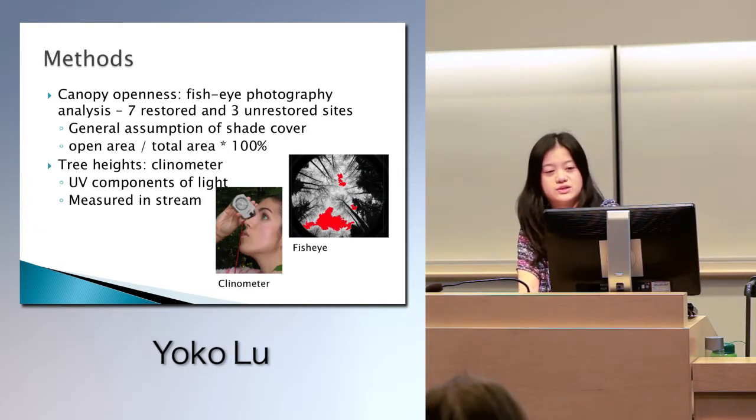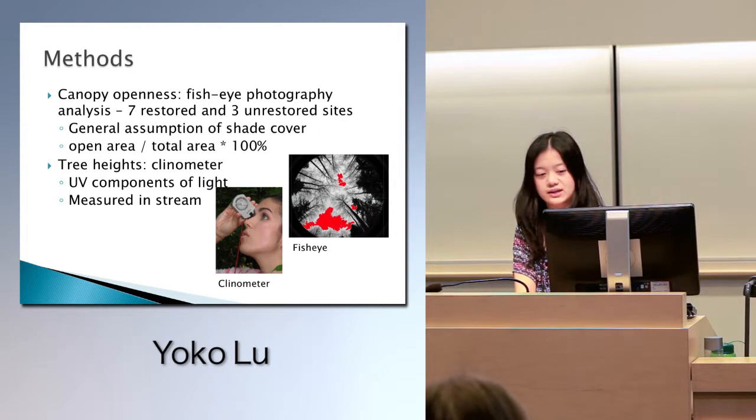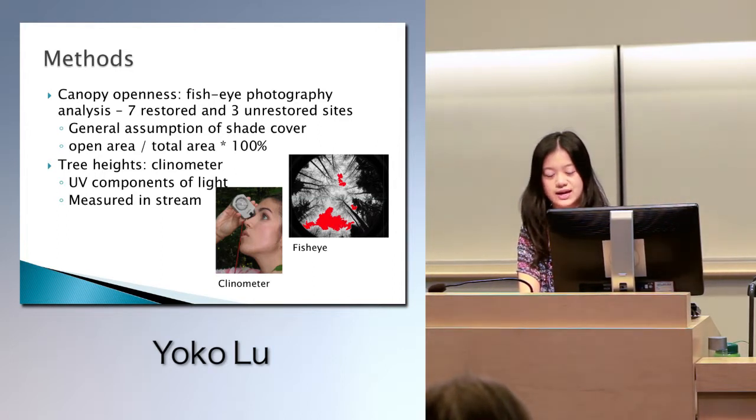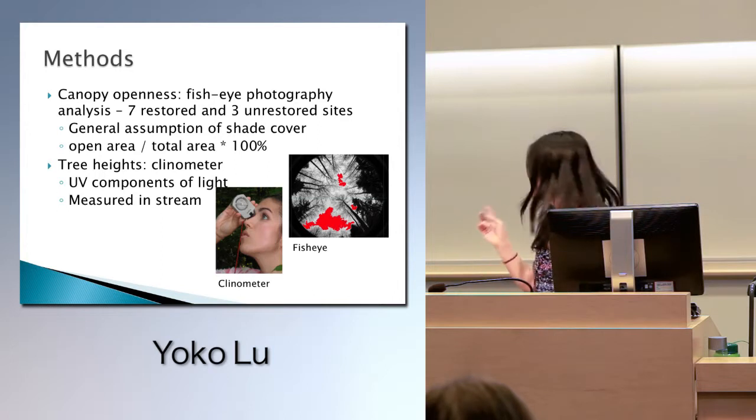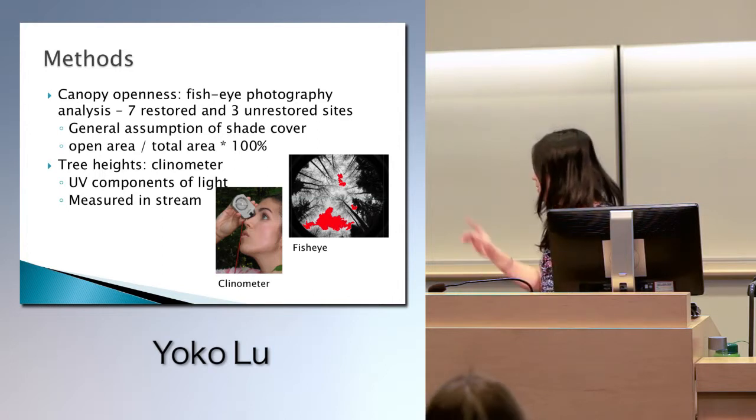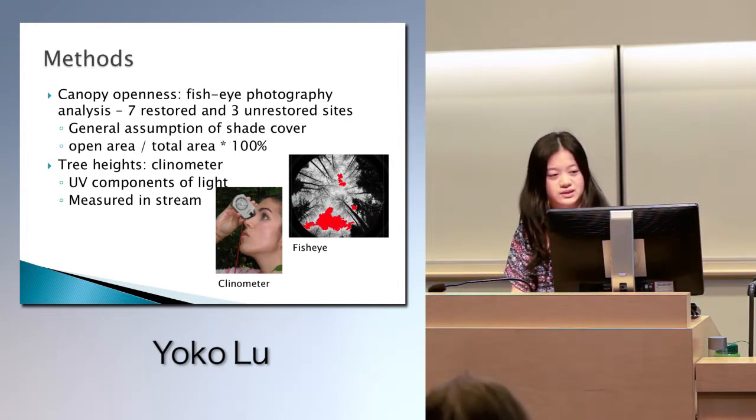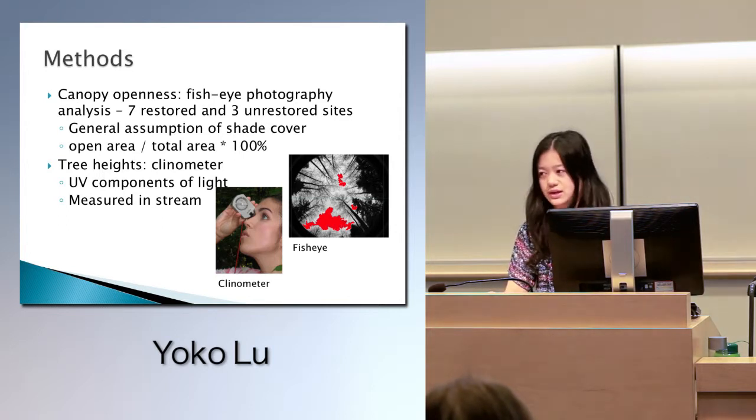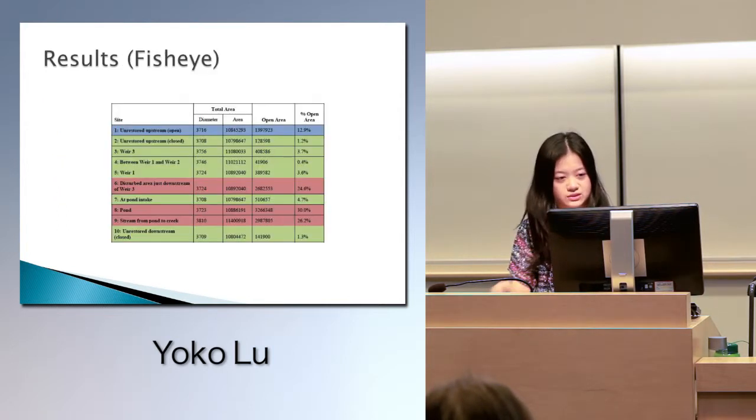So for methods, we used fish-eye photography. We used the fish eye, which is put on the top of the camera, to see the shade cover percentage, which is the fish eye picture on the right. And we use the formula open area over total area times 100%, which gives the percentage of open area in the total area. So that is the results of fish eye.